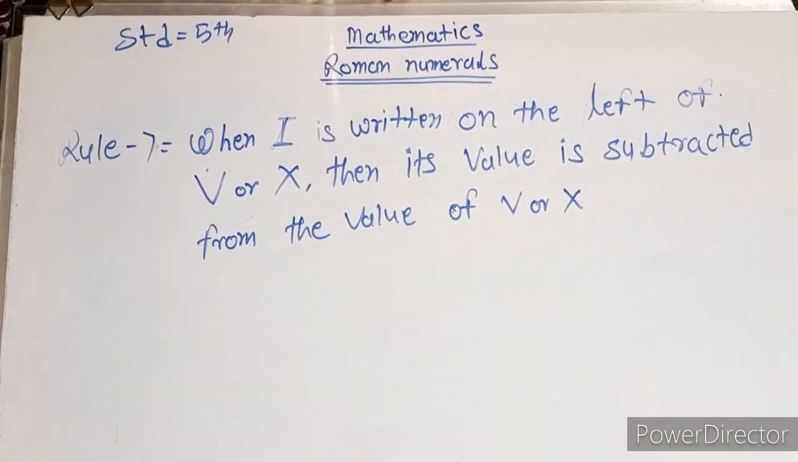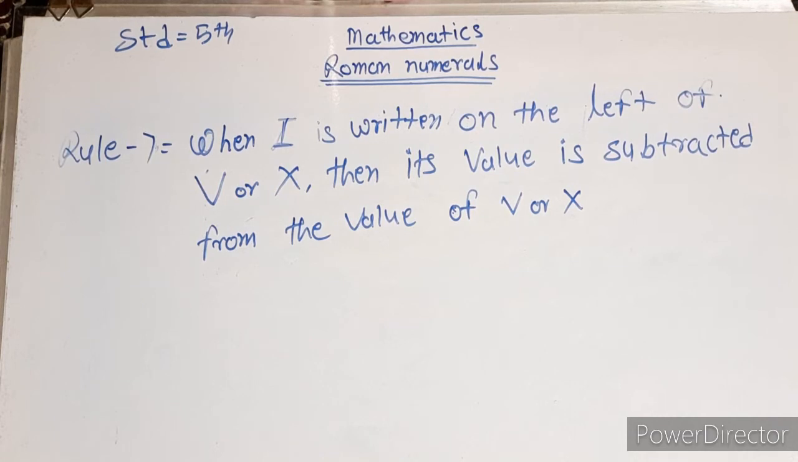Rule number 7. When I is written on the left of V or X, then its value is subtracted from the value of V or X. Listen again. When I is written on the left of V or X, then its value is subtracted from the value of V or X.